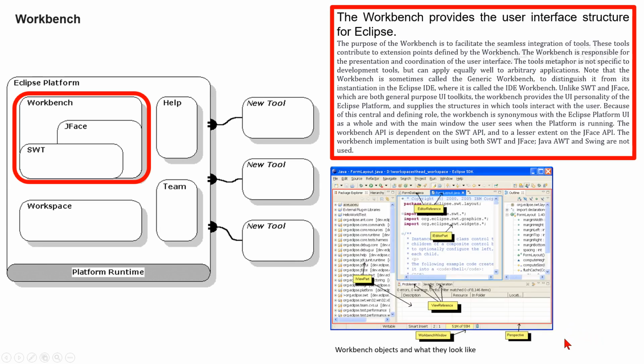Here you can see Workbench objects and what they look like. The Workbench contains one or more Workbench windows, each of which contains 0 or more Workbench pages. Workbench window supplies the trim widgets, and the Workbench page supplies the window contents. In theory, a Workbench window can contain any number of pages, but in practice, there is never more than one page in a window.